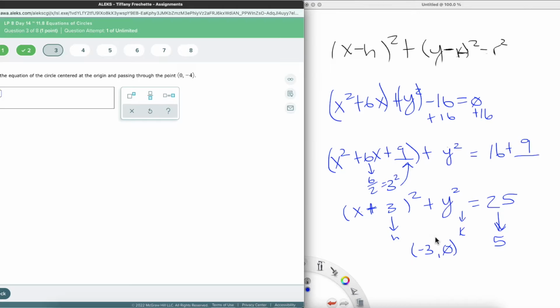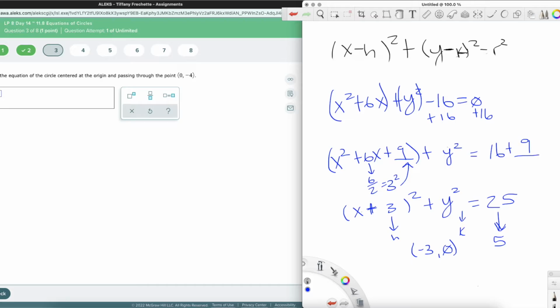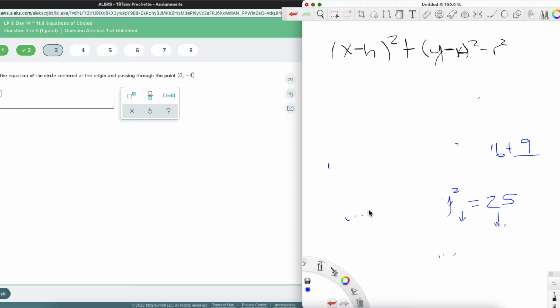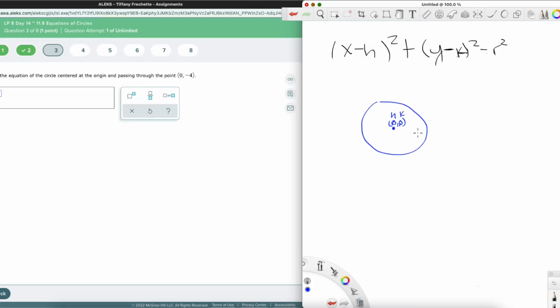So give the equation of a circle centered at the origin, passing through the point 0, negative 4. All right, so with this guy, oh, where did my eraser go? Eraser's too far away here. Okay, so if it passes through 0, negative 4, we kind of think about a coordinate grid on this one. I think that might help us a little bit, because we have a point, and it's centered about the origin, so its center is 0, 0, right? That's my h and my k. That's what it already told me. And then it passes through 0, negative 4, like this.